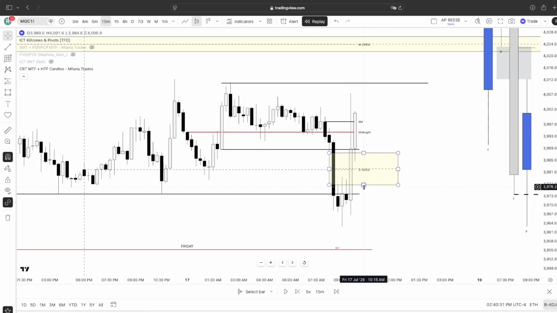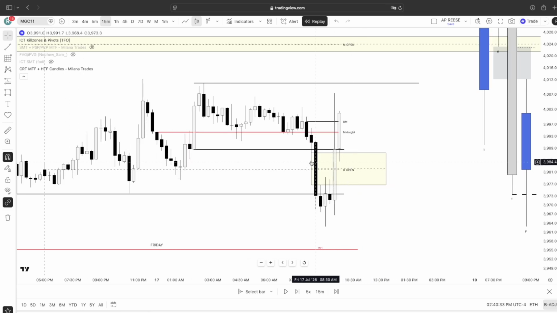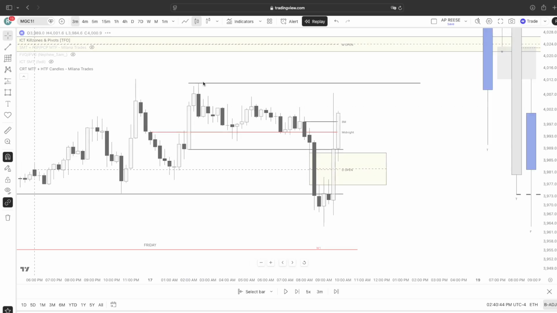But what's most important is that we had broke downside structure. So price was going down, we came up, price had gave us an inversion fair value gap, and now we can start looking for a trade. So going down to my lower time frame.